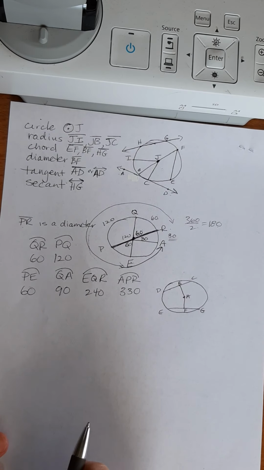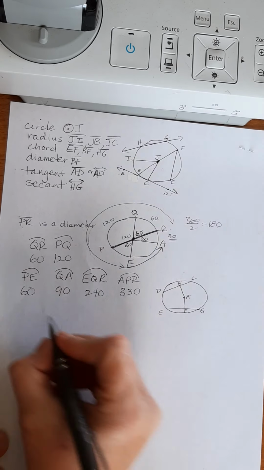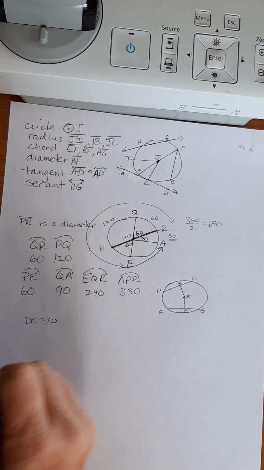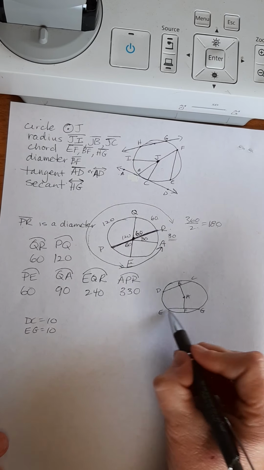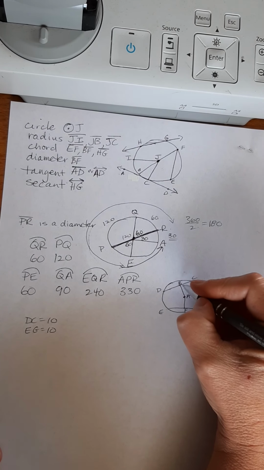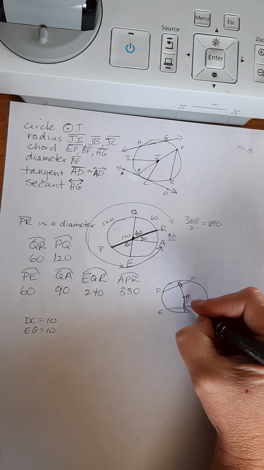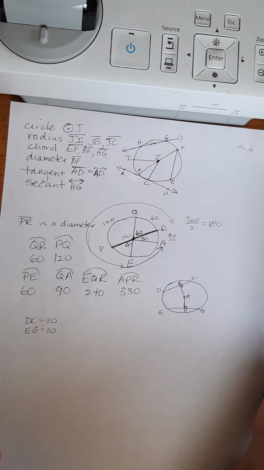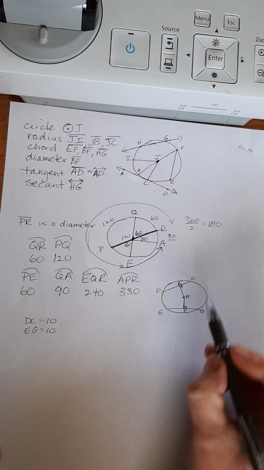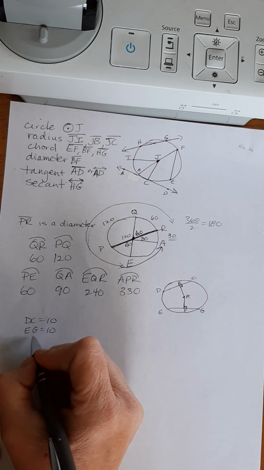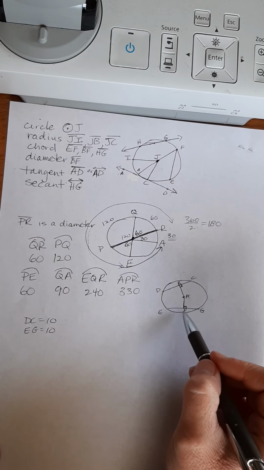Well, let's do some chord properties. Now, the thing about chords, let's say DC is 10 and EG is 10. If you draw the center, a line from the center to the chord, it's always going to be at a right angle. And if the lengths of the segments are the same, then that means those chords are equal.